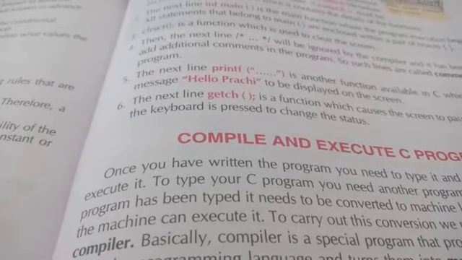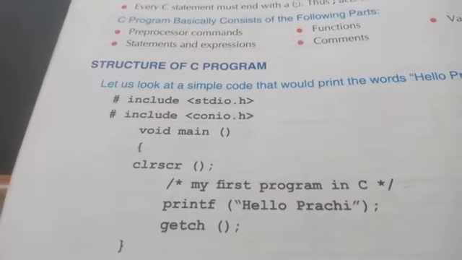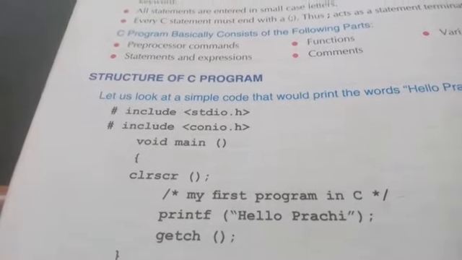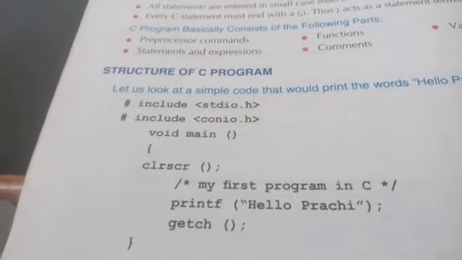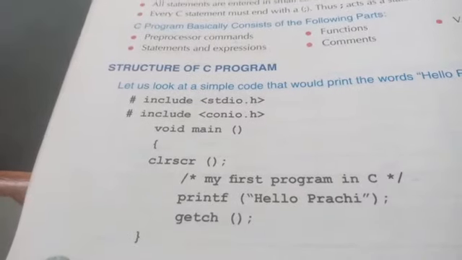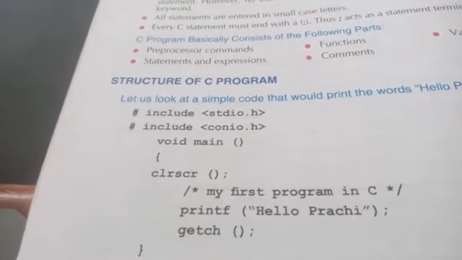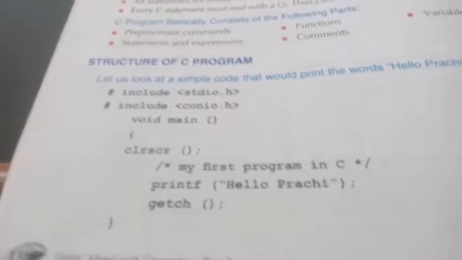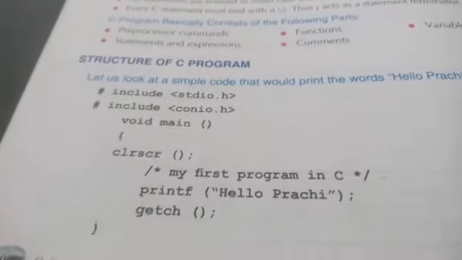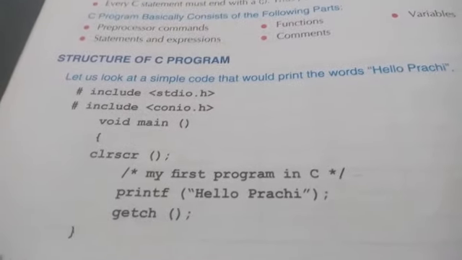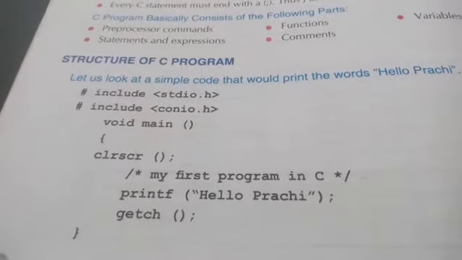Good morning students. In the previous class we discussed the structure of C programming. You can see all these things discussed: the include stdio.h preprocessor directive, and what is the starting point, void main, and clrscr, which is clear screen, and printf to show the message on the console, and getch to hold the screen, which screen, the console.